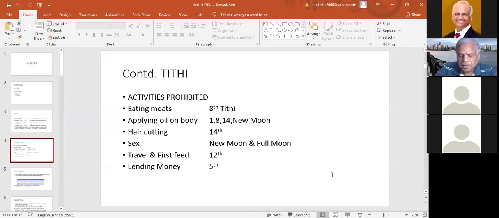And certain activities are prohibited on certain tithis. For example, eating meat, they say we should not do on the 8th tithi. Applying oil on the body, on the 1st, 8th, 14th, and the 15th, that is the new moon. Hair cutting we should not do on 14th tithi. Sex on the new moon and the full moon day. Travel on 12th tithi and lending money on 5th tithi. So these activities are prohibited on these tithis, so that also we can keep in mind actually.